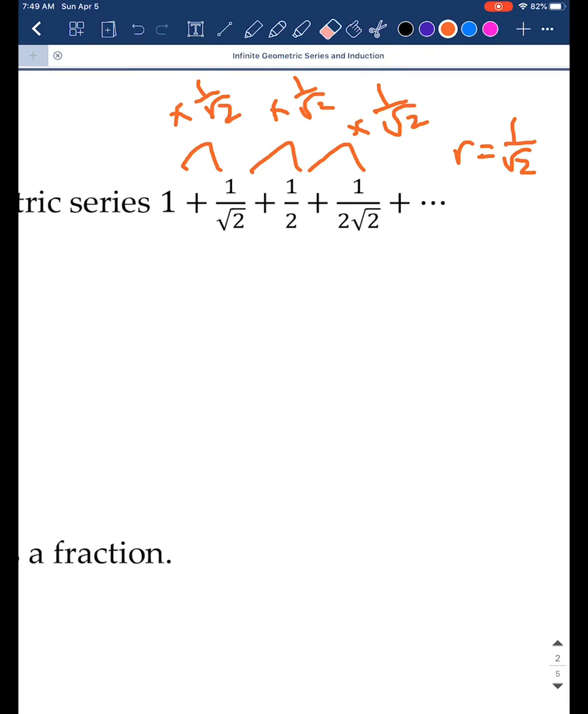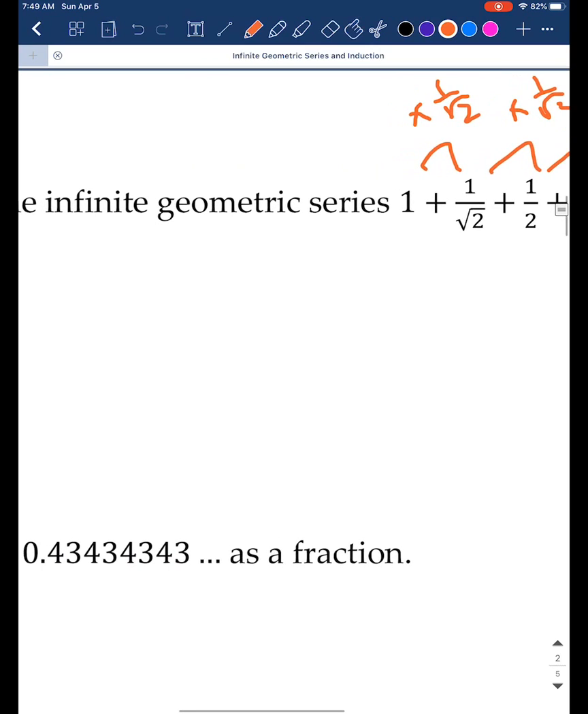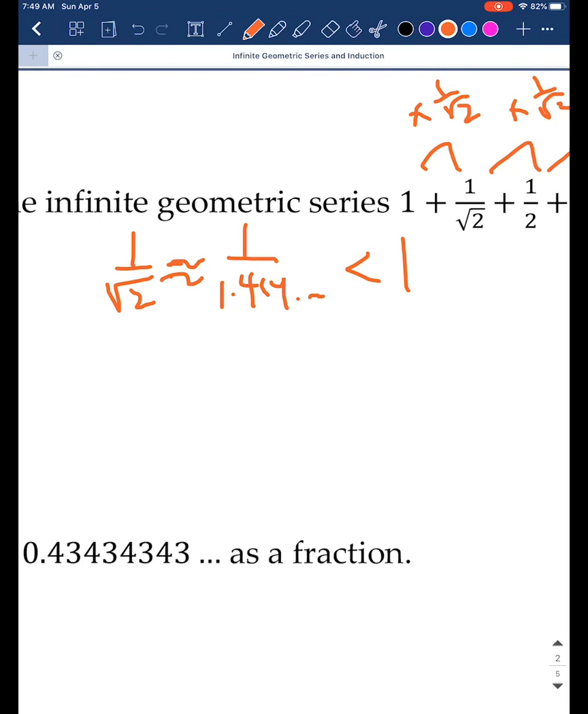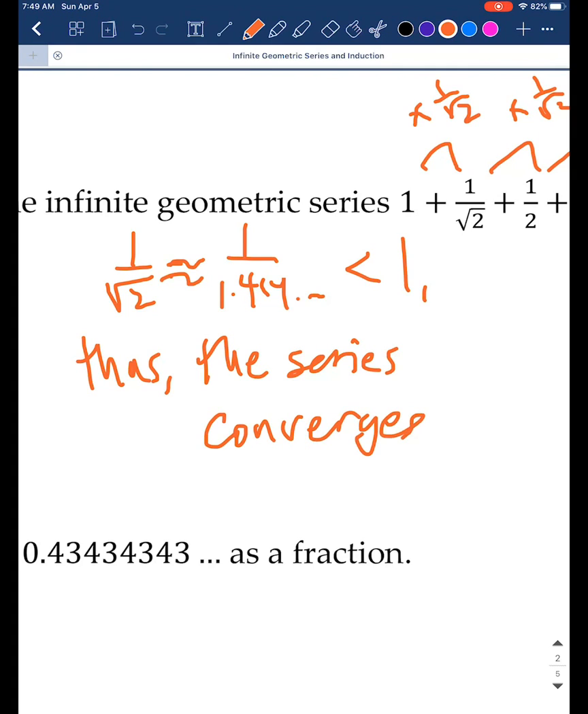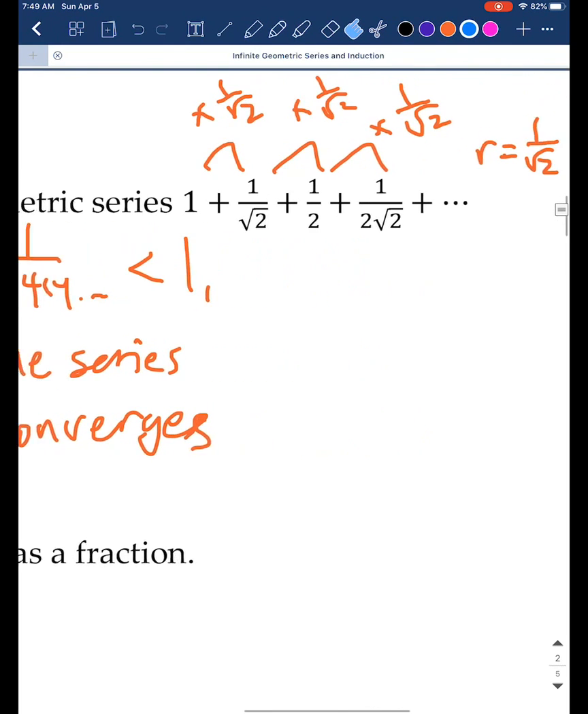So if we want to find the sum of the series, we need to first figure out if it converges or diverges. So 1 over rad 2 is approximately 1 over 1.414... So clearly that's less than 1. So we definitely have convergence. So now the series definitely converges, and now we can use that summation formula.